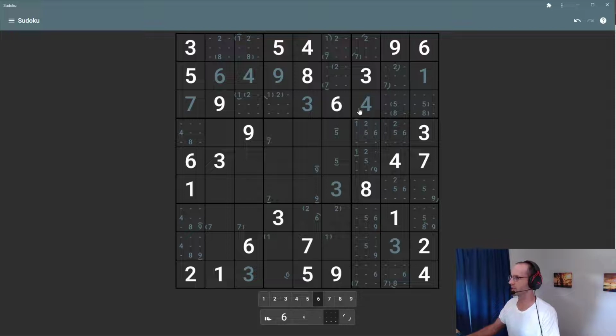And now we can scan the column. Are there any other strong links to mark here in the column? There's a 7. 5, 9. What about the 6s? No. 7's again here.